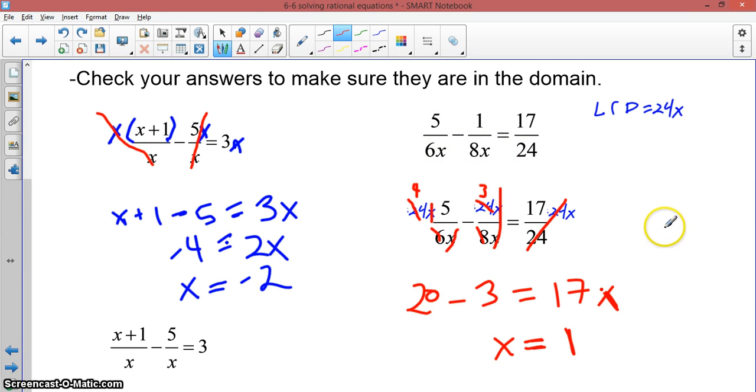Right, the only number you can't plug in is 0. Remember, the domain would have to be everything except 0. You can have domains of equations just like we have domains of functions. Same idea. You can't plug in 0. That would be dividing by 0. The only thing we're concerned with is 1 though. We can plug in 1. And if you plug in 1, it should work out to be 5/6 minus 1/8 equals 17 over 24. Should work out.